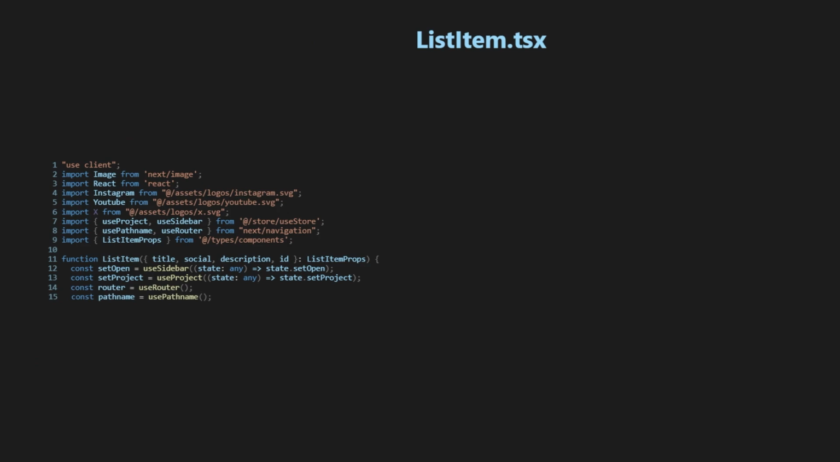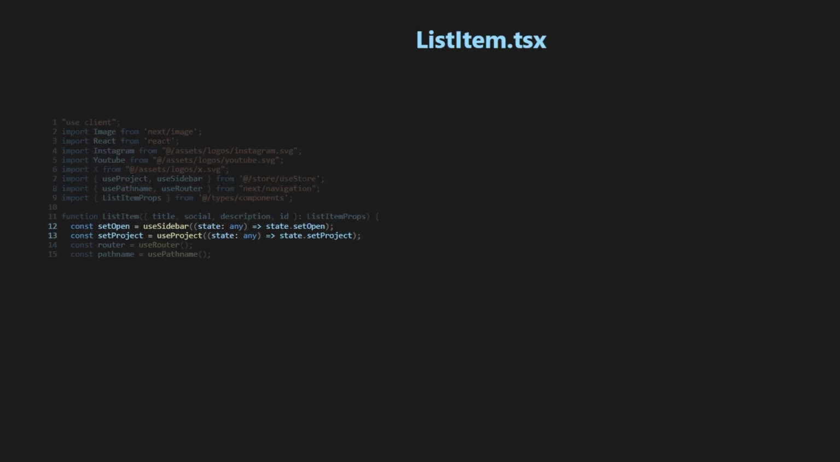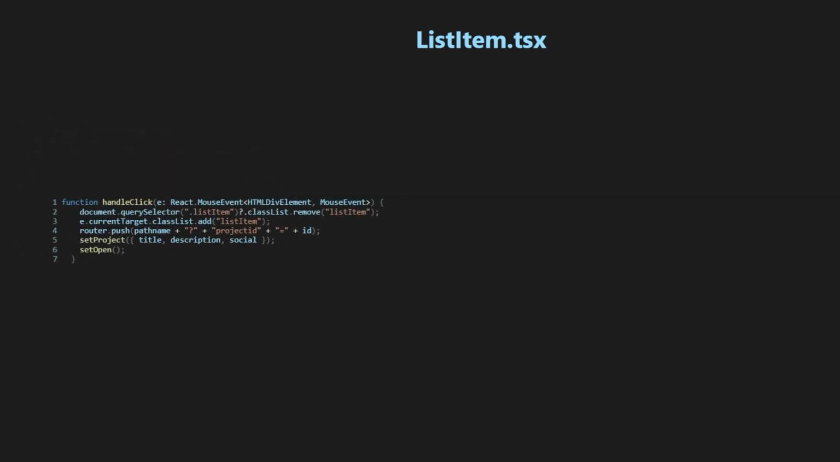Now let's go and create list item.tsx component. So the list item component will display project details and social media icons when clicked. It will update the project state and navigate to the corresponding project page. Let's take a look at the code for our list item component. We use Zustand to manage the sidebar state and the project state. The setOpen function toggles the sidebar visibility, and the setProject function updates the current project details when a list item is clicked. Next, we define a handleClick function to handle click events on the list item.